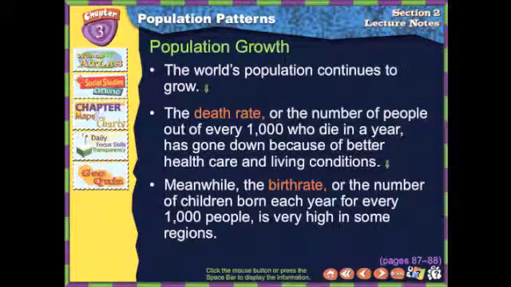Population growth. The world's population continues to grow. The death rate, or number of people out of every 1,000 who die in a year, has gone down because of better health care and living conditions. Meanwhile, the birth rate, or the number of children born each year for every 1,000 people, is very high in some regions.